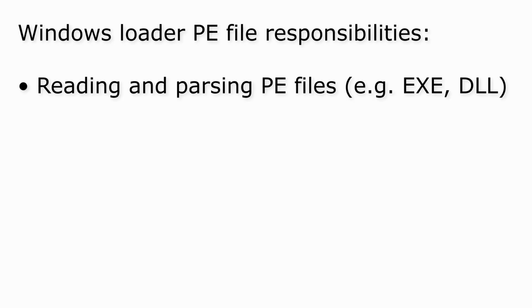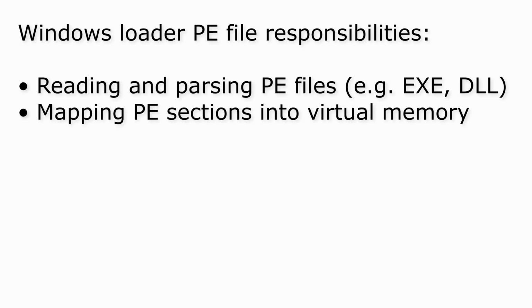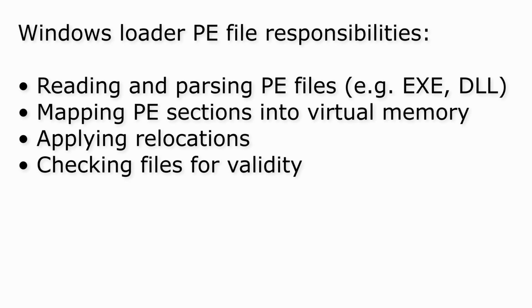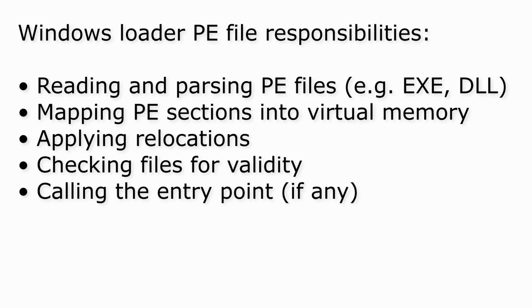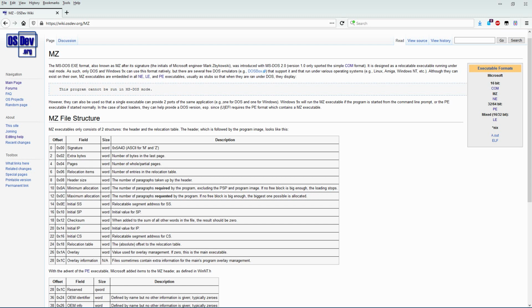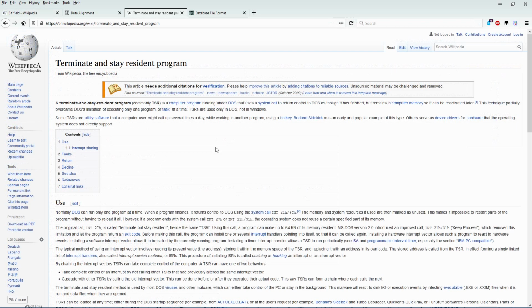The Windows loader is responsible for loading an executable and each DLL that is referenced into RAM, mapping sections into virtual space, applying relocations, and of course checking files for validity, all prior to executing a single instruction. 16-bit DOS executables, by comparison, were exceedingly simple in design. They had several major flaws in that only one executable could run at a time, with the sole exception of very fragile terminate and stay resident, or TSR, programs.